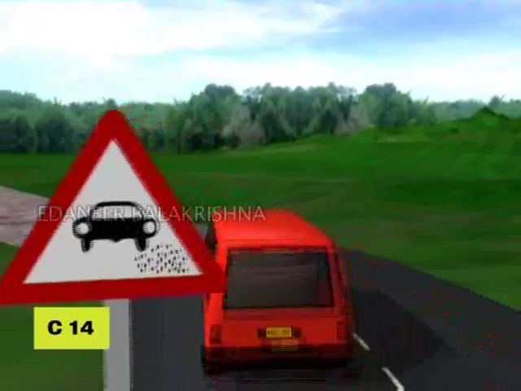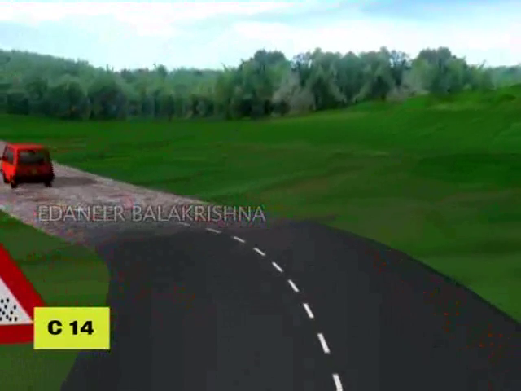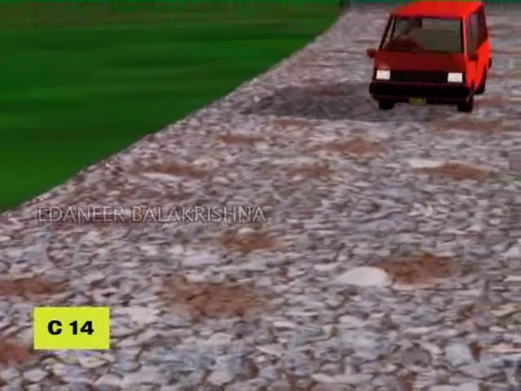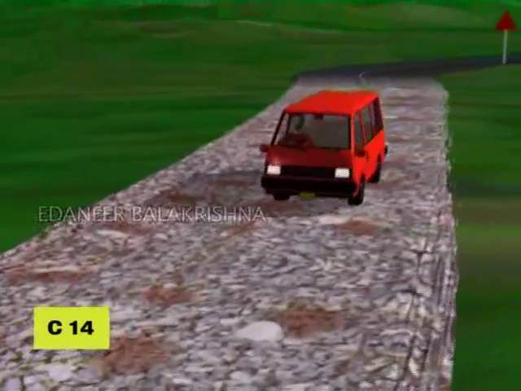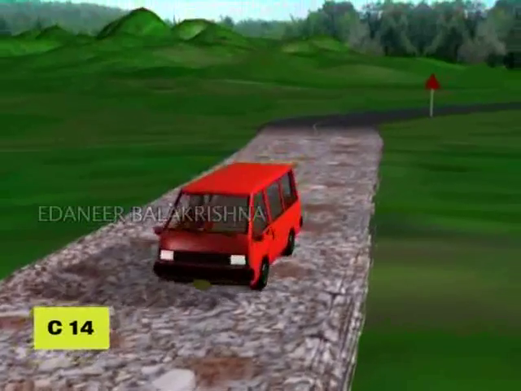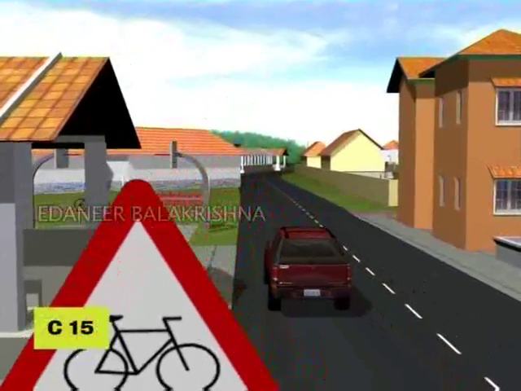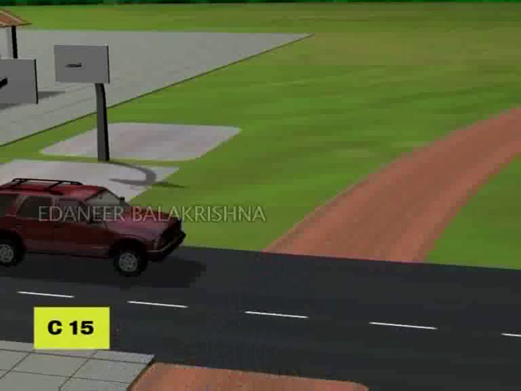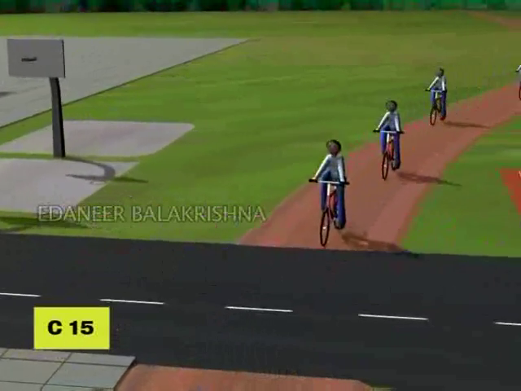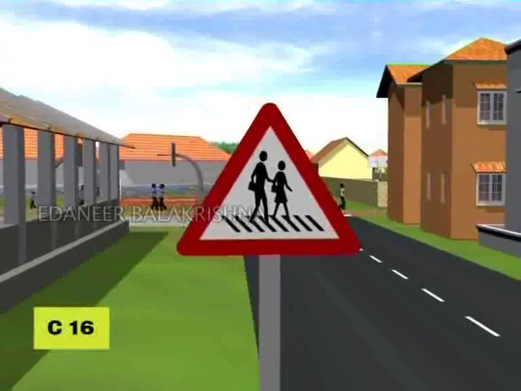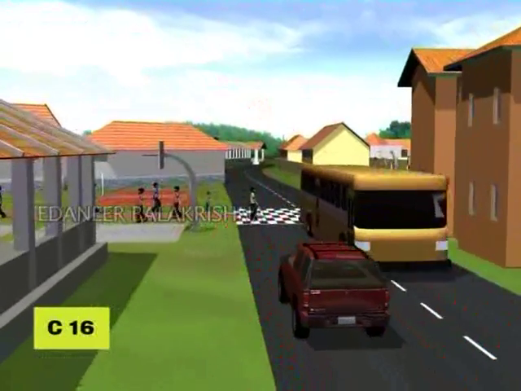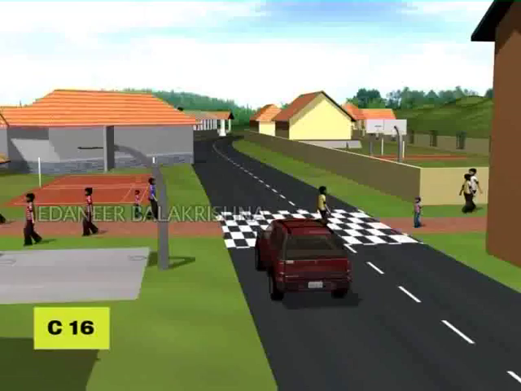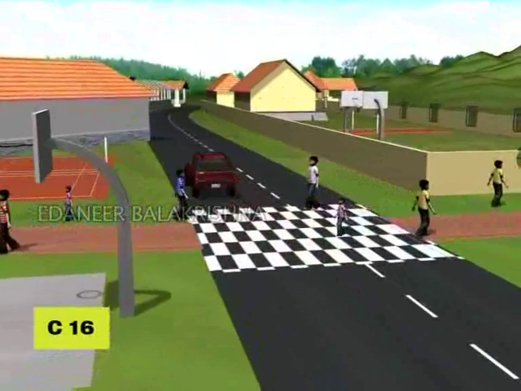C14 cautions the driver about a section of the road ahead which is yet to be tarred and has loose gravel lying around. C15, Bicycle crossing. Make way for bicycle riders crossing the road. C16, Pedestrian crossing. Give way for the pedestrians crossing the road.